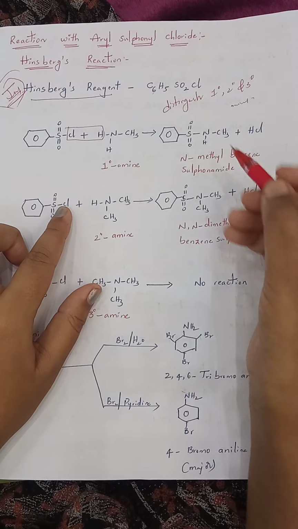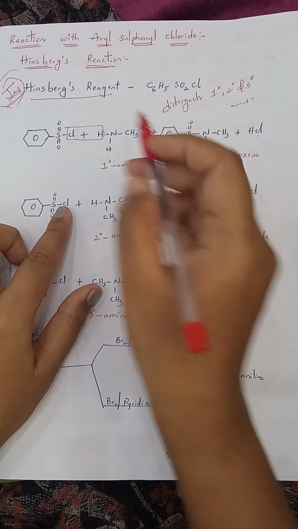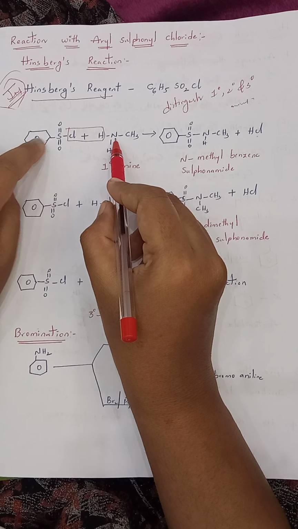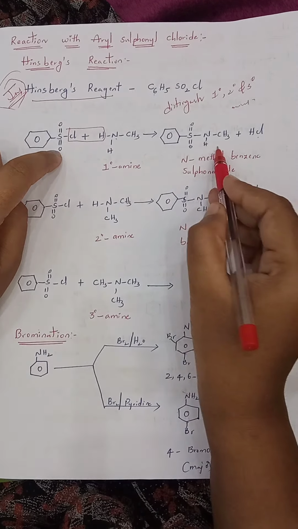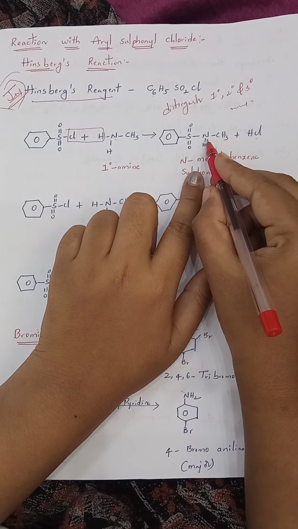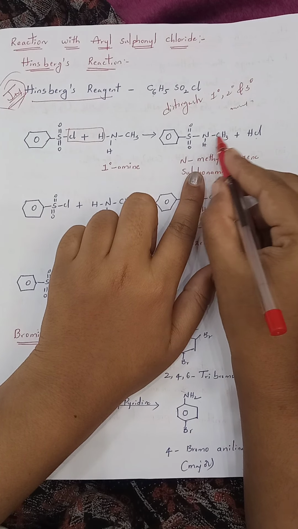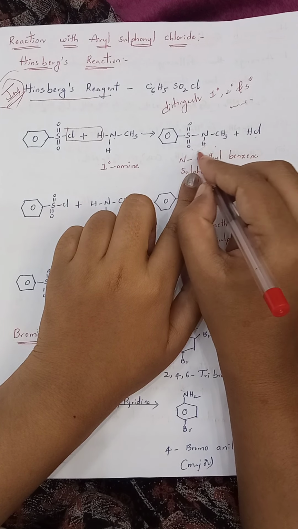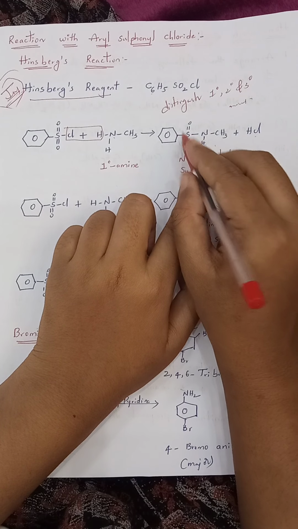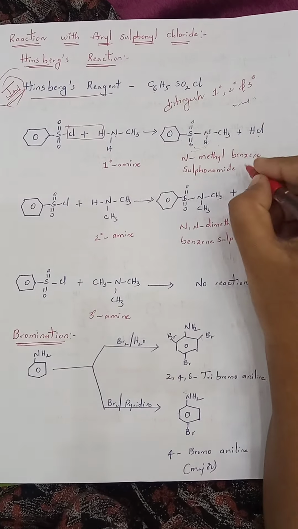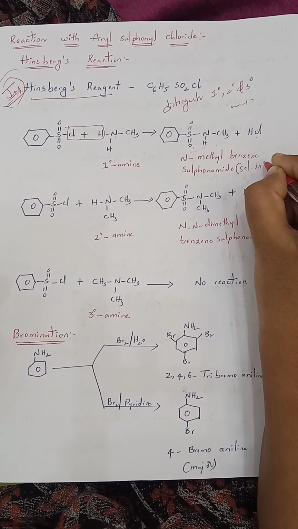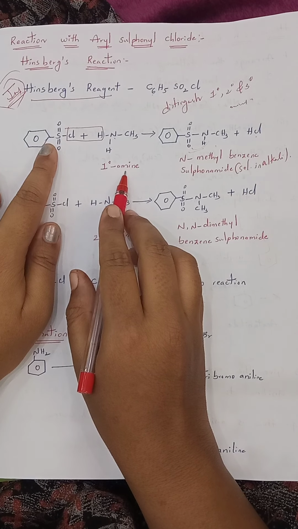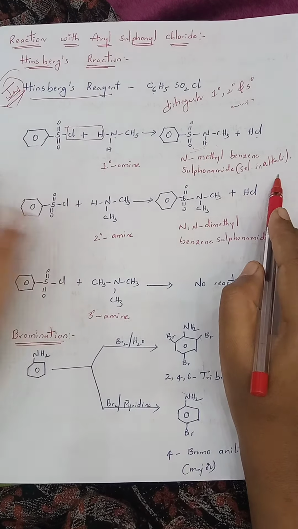Cl reacts with this hydrogen, releases HCl. Then the sulfur is directly attached to nitrogen, and it converts to C6H5SO2NHCH3. This is called N-methyl benzene sulfonamide, where a nitrogen methyl group is attached. So this is soluble in alkali. When primary amines react with Hinsberg reagent, it gives a compound which is soluble in alkali.